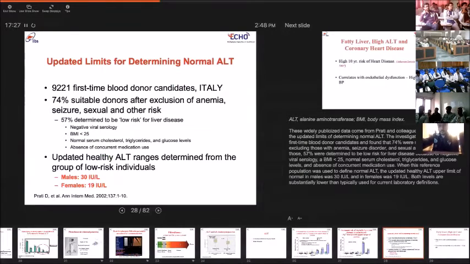Recently there have been updated limits for determining the normal ALT value, and the study was done in Italy. They basically updated the healthy ALT range determined from low risk individuals, with the normal upper limit of the ALT in males at 30 and in females at 19.